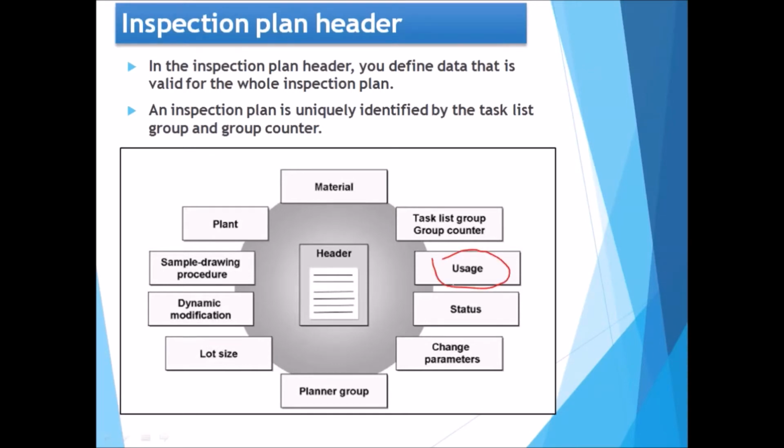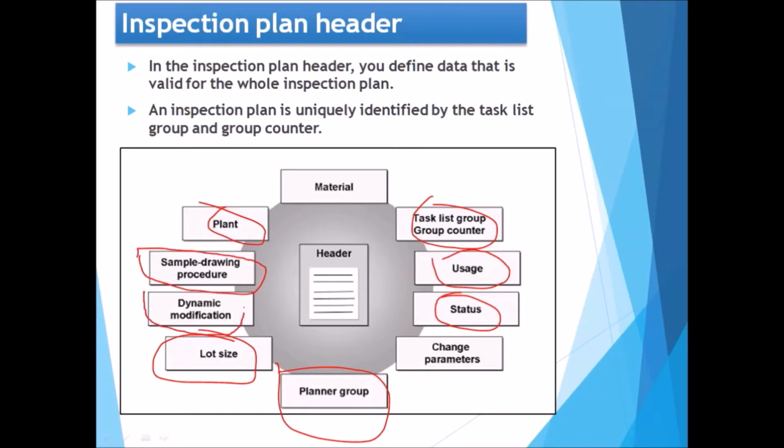Usage, status, task list group and counter. I'll explain all these things. Planner group, lot sizes, which plant, and what is the sample drawing procedure. This we'll discuss in later classes. And then dynamic modification. This is the data you are going to maintain in the header, your material and all those things. An inspection plan is uniquely identified by task list group and group counter. Whenever you create an inspection plan, the system will automatically assign a group and a group counter to it. So this is the data we will have in the inspection plan header.